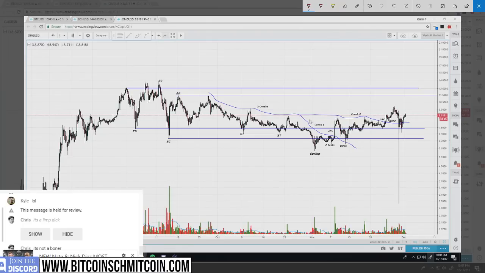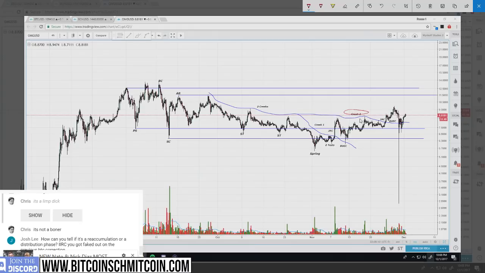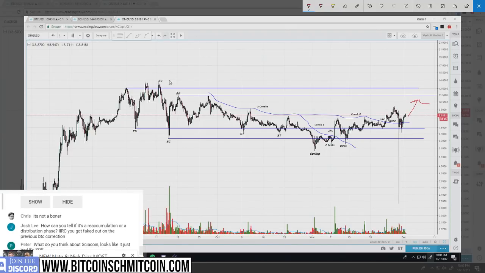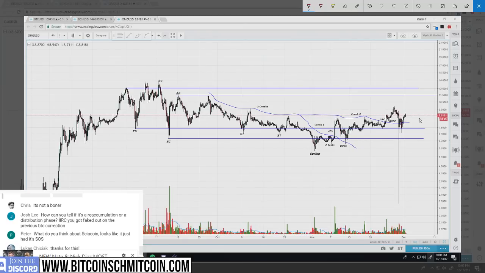So we see a few creeks in here. We see one creek, we see two creeks, and right now we're in the process of testing most likely another creek because we see the volume is starting to consolidate again. So I would expect to see another jump across the creek, which will push us to new highs and have us testing the buying climax and automatic reaction zone right in here.